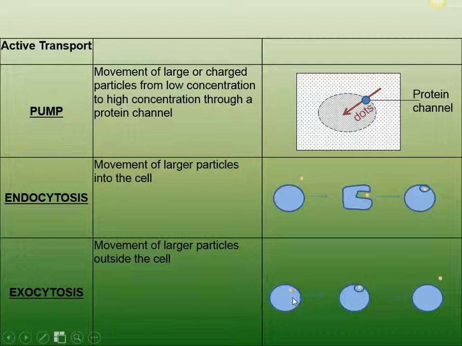Movement of large particles to the outside of the cell is going to be ectocytosis, which is when you have that vacuole and it merges with the cell membrane and releases whatever contents it has to the outside of the cell. Both of these systems are going to require energy, but they should be easy to remember as long as you remember endo represents coming in and exo represents going out. They're kind of like the same process except in reverse.